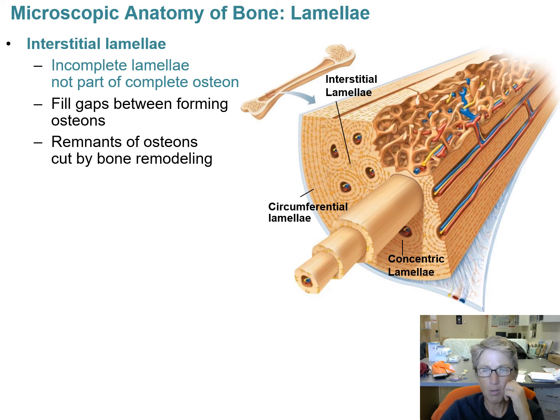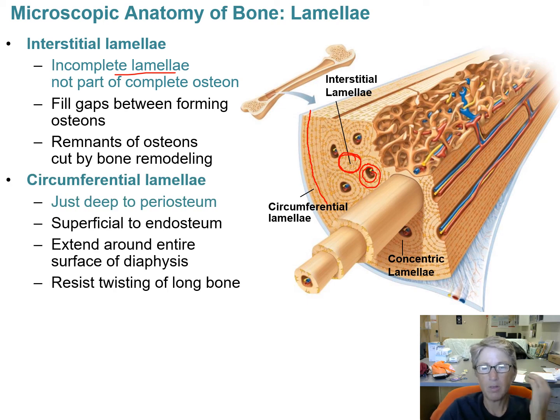So we talked about the different lamellae. So here goes all the way around is the circumferential lamellae, and then the concentric lamellae are within the osteons, and then between osteons you have this interstitial lamellae. Those are just incomplete lamellae. They're not part of a complete osteon.